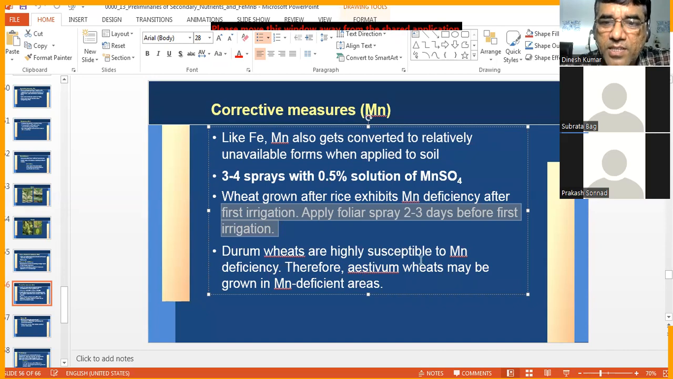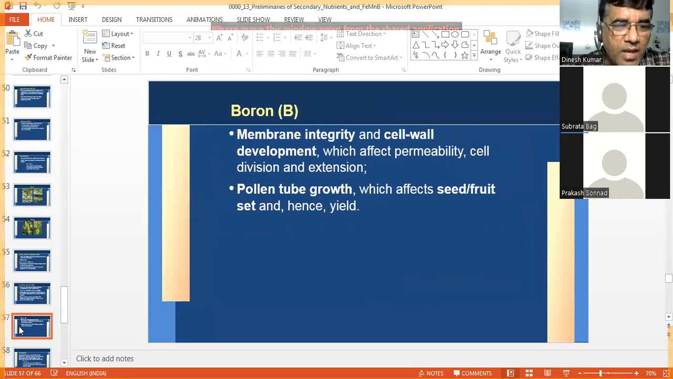Durum wheat is highly susceptible to manganese deficiency compared to aestivum wheat. So it is better to grow aestivum wheat wherever you experience manganese deficiency. The last nutrient is boron.